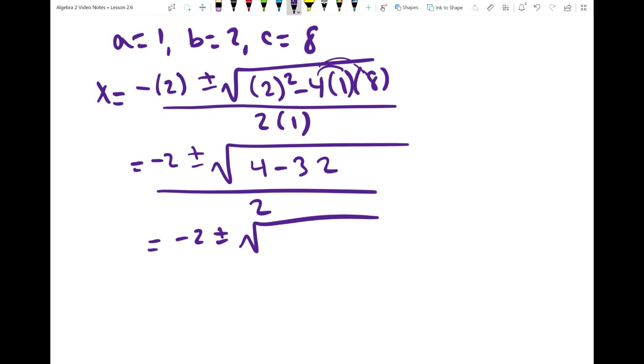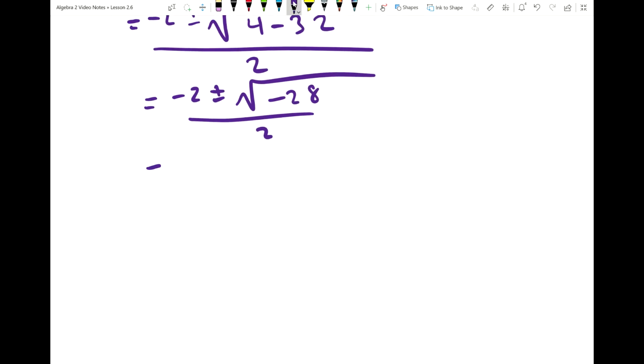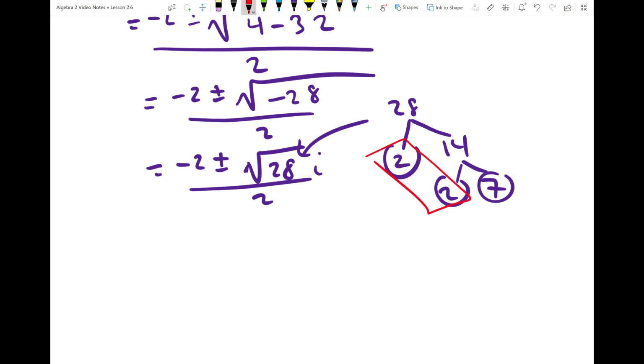So we got negative 2 plus or minus. 4 minus 32 is negative. So we got a negative number there. So now we know that that negative becomes an i, right? So we're going to put an i just after it, because we can't take the square root of a negative number. So we've got to turn it into imaginary. And then we've got to break down the 28. 28 breaks into 2 and 14, which breaks into 2 and 7. So we got a pair of 2s that we can pull out, and we got a 7 left over on the inside. So we have negative 2 plus or minus the 2 that we pulled out on the outside.